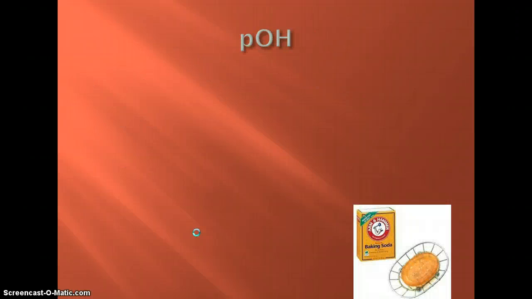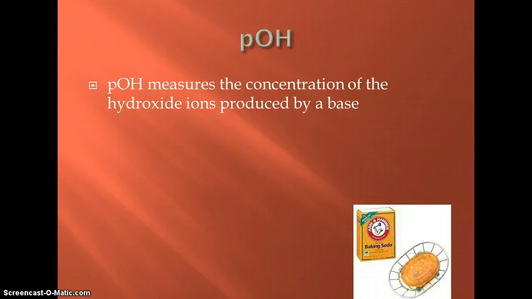Alright, now as it turns out, we can actually do the same thing for bases. Now most of you have probably heard of pH, but maybe you haven't heard of pOH. Well, it's the same thing. pOH is a measurement of the concentration of hydroxide ions produced by the base. It's still a logarithmic scale, and pOH is the negative log of the hydroxide concentration. So it's still just the negative log of your concentration.